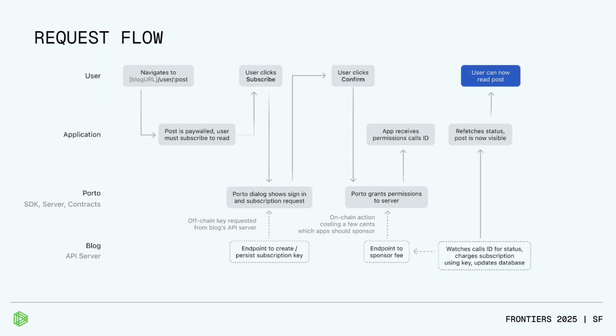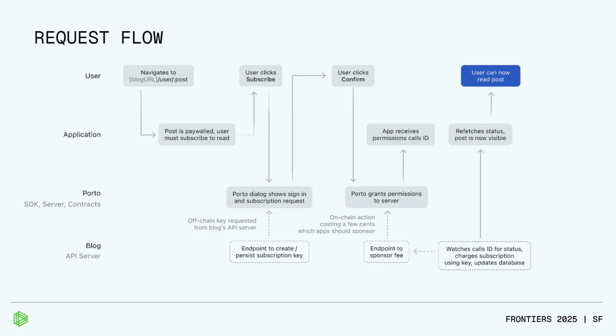So yeah, let's break down what a user sees, what happens from their perspective. So you can imagine this is a fictional Substack or Medium blogging app where you need to subscribe to read articles. There's a few different players here. There's the user, there's the application, and then there's Porto, which I'm grouping together the SDK, the server, the contracts, everything in one for simplicity. And then the developer of the application also has a little API server that they have running to handle some stuff.